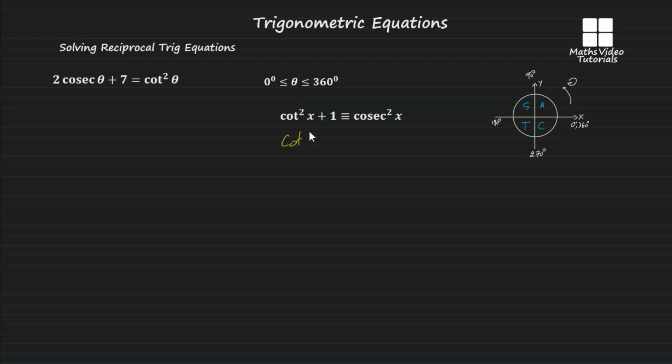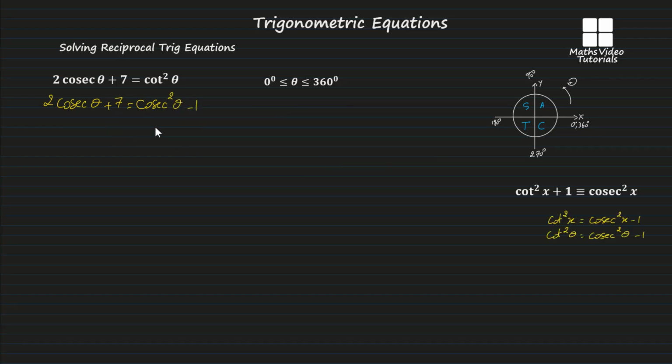So I'm going to write it down as cot squared x is equal to cosec squared x minus 1. So we can change the x for theta to suit our equation. So we're going to say cot squared theta is equal to cosec squared theta minus 1. What we need to do now is to replace cot squared theta in my equation with this right hand side expression. 2 cosec theta plus 7 is equal to cosec squared theta minus 1.